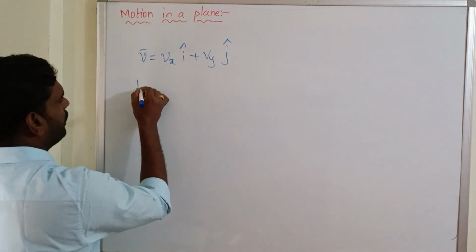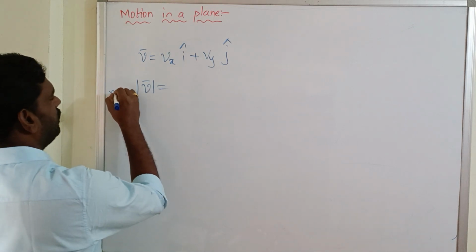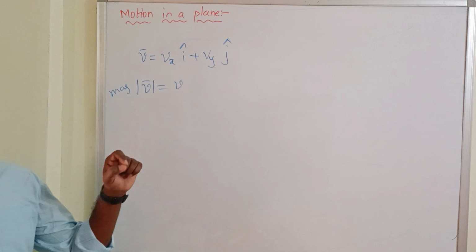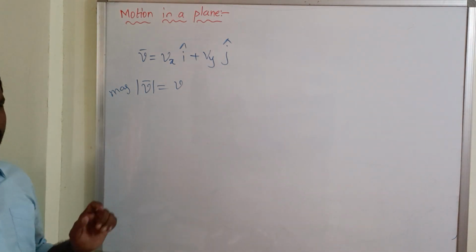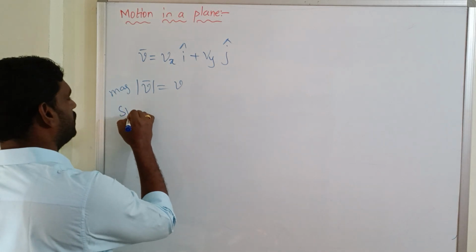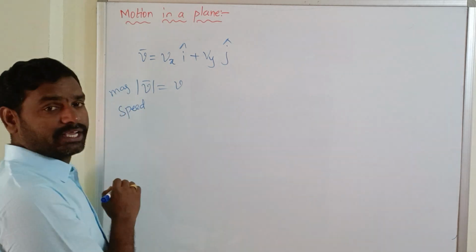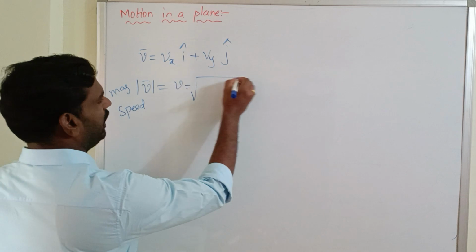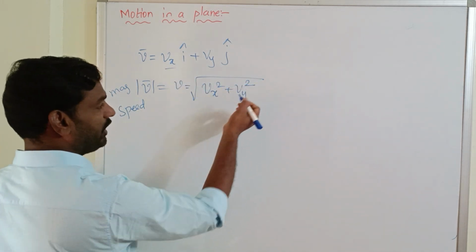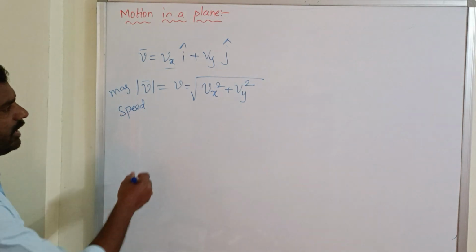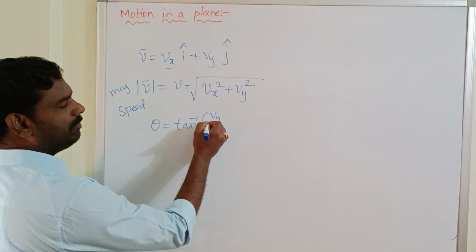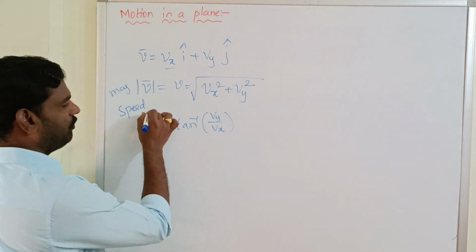The magnitude of velocity we write simply as v. We don't write any arrow mark over the v. That indicates it is magnitude only. The magnitude of velocity, which we also call the speed of the particle, is equal to the square root of x component square plus y component square. And the direction of velocity theta equals tan inverse of y component divided by x component.